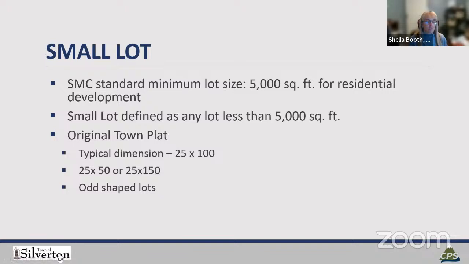A lot of the smaller lots that you have were from the original town plat when the town was established. Typical dimensions are around 25 by 100. But when we looked at it through the GIS, we found lots anywhere from 25 by 50, 25 by 150, and kind of all over the place in between. There are also a lot of really weird shaped lots that may or may not be developable, but that's where we wanted to get you going with some information.